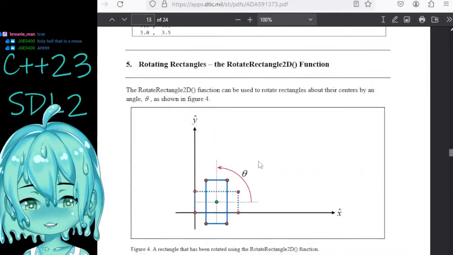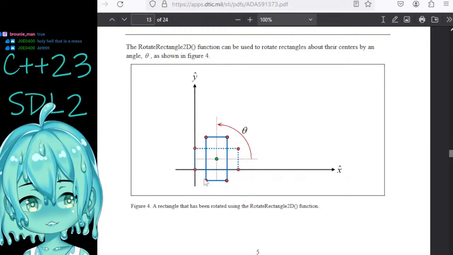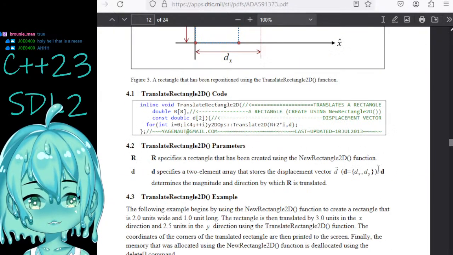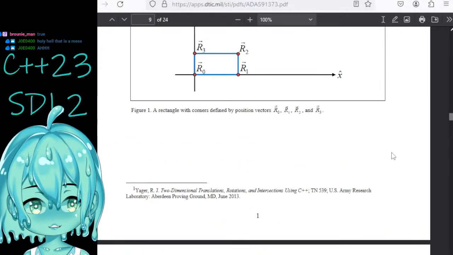Holy hell, that's a mess. Yeah, but see, this is what we're wanting, right? To rotate around the point. You guys are making fun of this, but I feel like the military knows what it's doing. I feel like they're correct here.